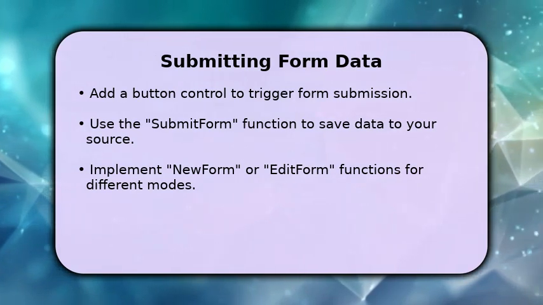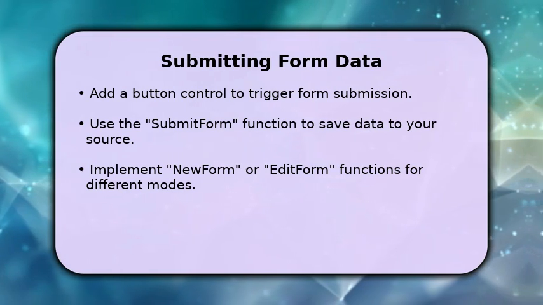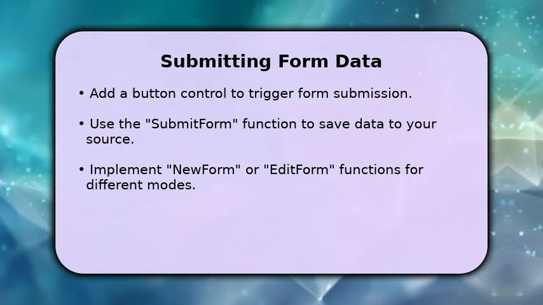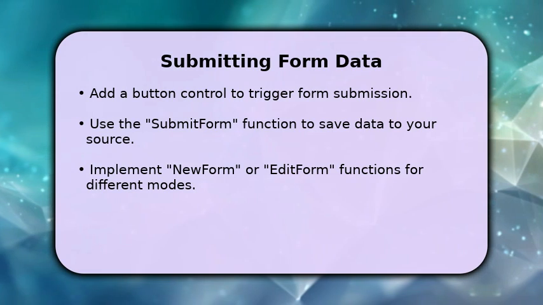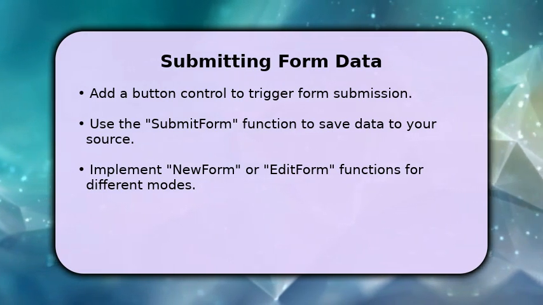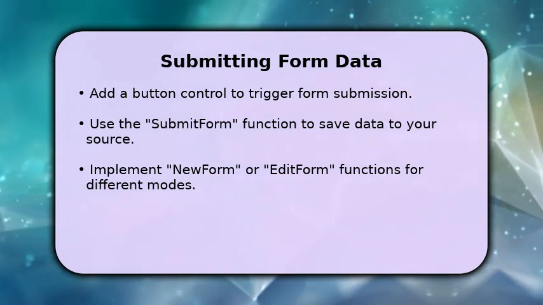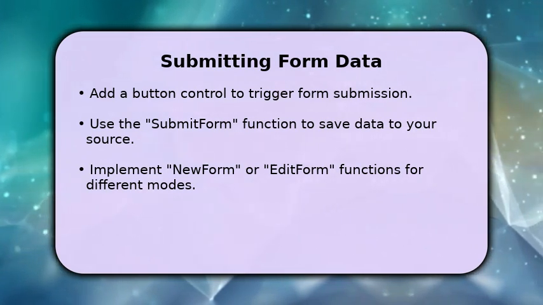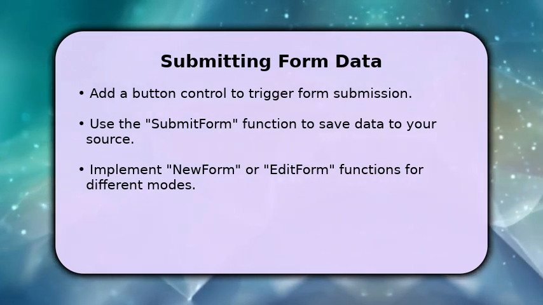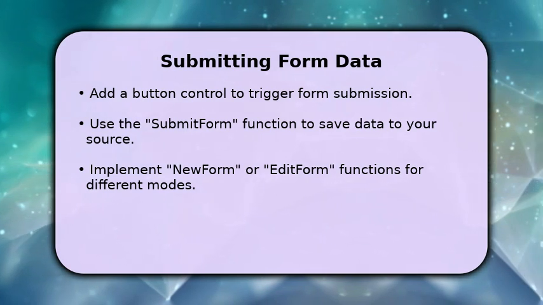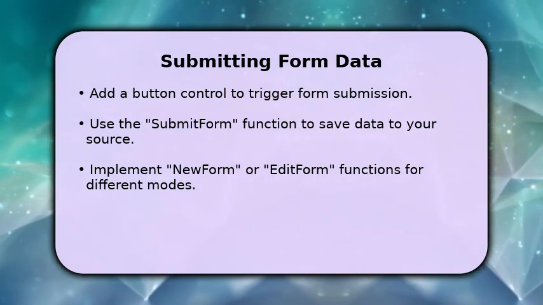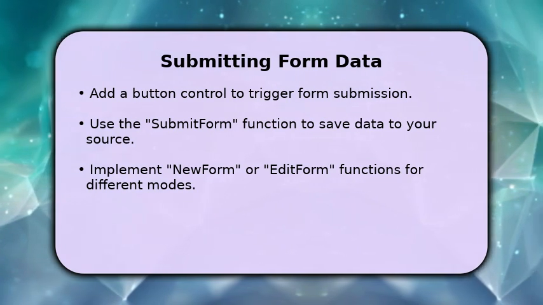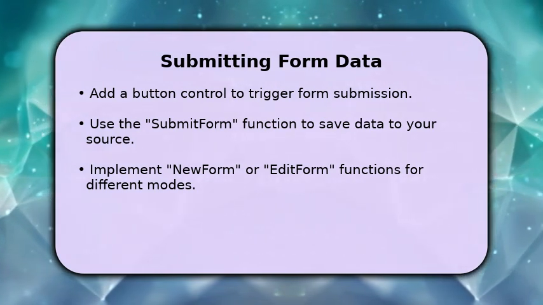Finally, let's make your form functional by enabling data submission. You'll typically add a button control, and on its onSelect property, you'll use the Submit Form function. This action saves the data entered into your form directly to your connected data source. For different scenarios, you can use New Form to create a blank entry or Edit Form to modify existing records. Remember to incorporate validation rules to ensure the data is accurate and complete before it's saved.